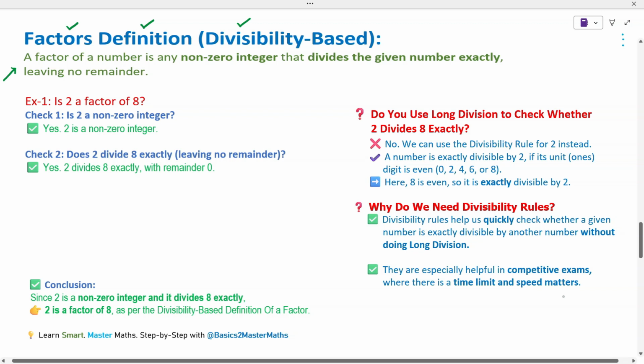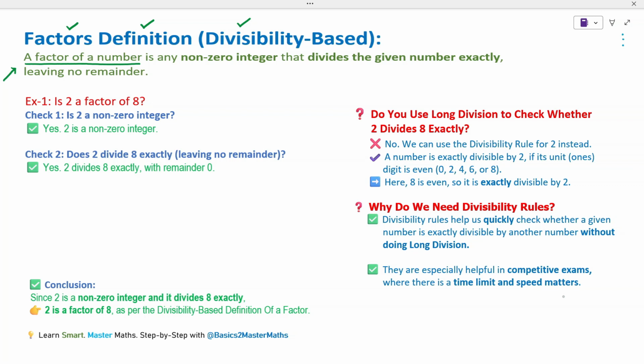The definition says that a factor of a number is any non-zero integer that divides the given number exactly, leaving no remainder. Got it? Let us try to understand the definition with an example. Is 2 a factor of 8? Let us check.